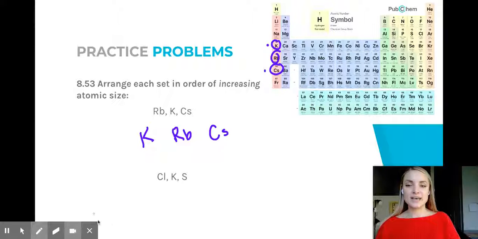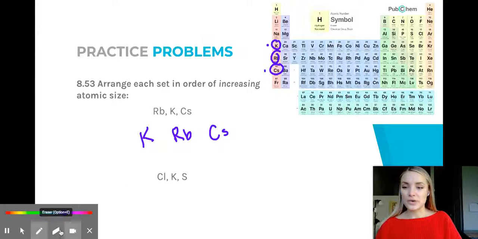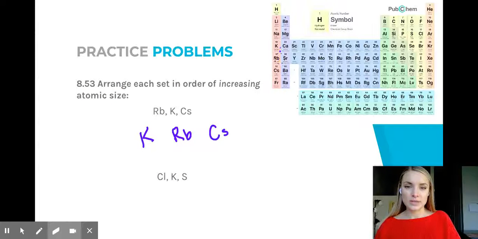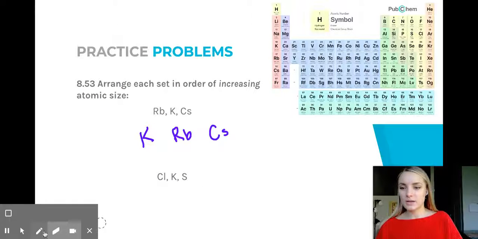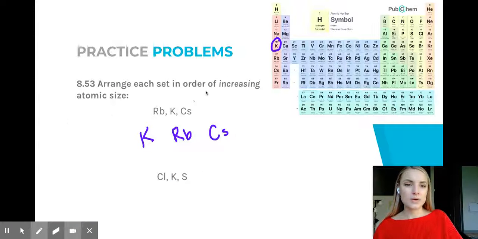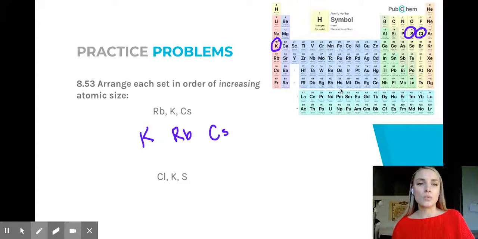All right, and then chlorine, potassium, and sulfur. So let's take away these guys really quick. Chlorine, potassium, and sulfur. Well, I can see that I have two elements that are in the same period and one element that is in a higher energy level.